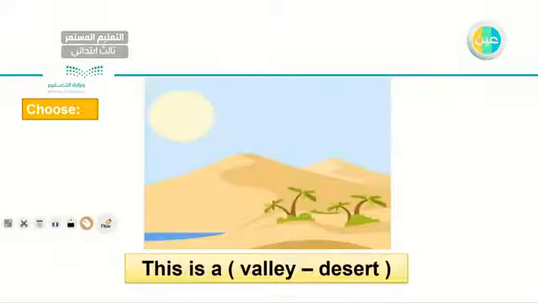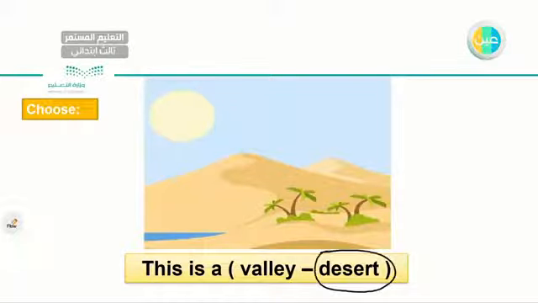Let's go to the next one. How about this one? This is what? Valley or desert? What do you think? Very good. This is a desert. Let's go to the next one.